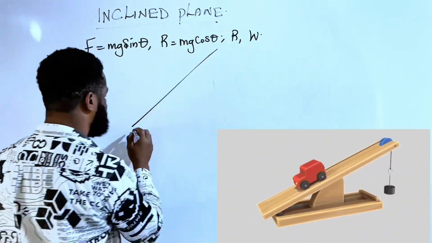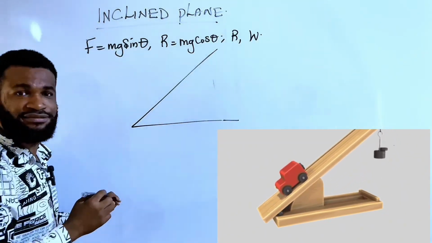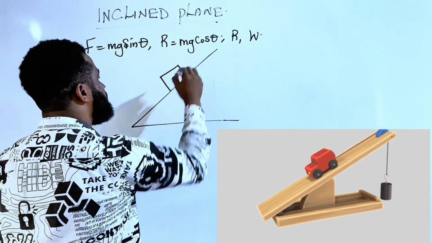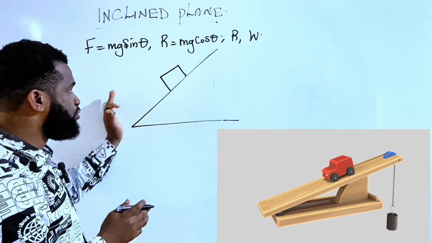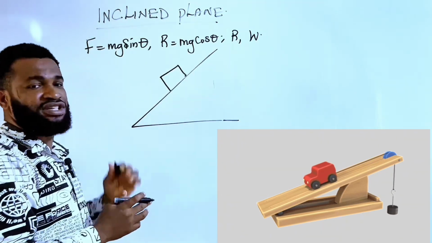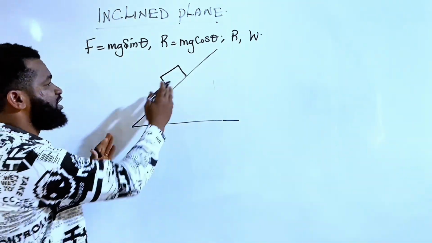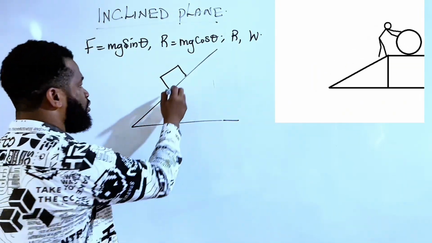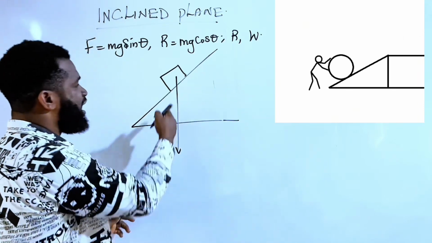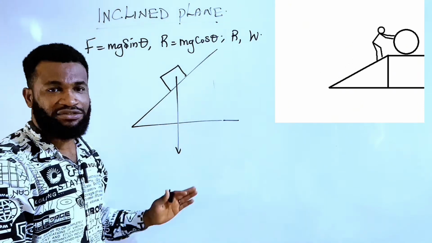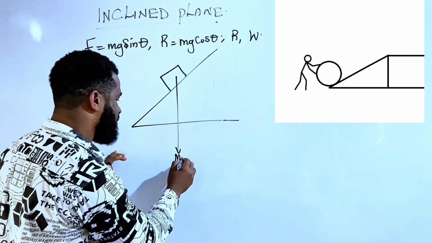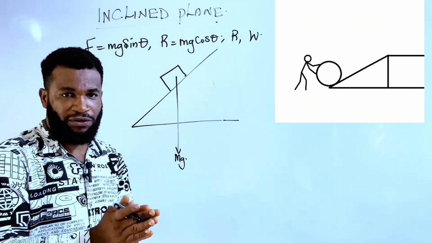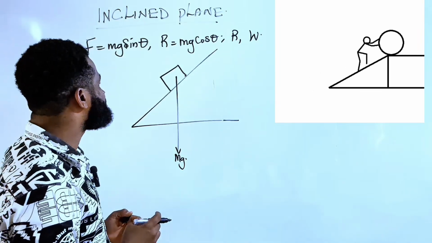Inclined plane is like this, okay? For an inclined plane, we have a load which is to be pushed on the inclined plane or which falls on an inclined plane. Now, this particular load has a mass and also it has a weight. And this weight is vertically downward, which I'm going to be giving as mg.